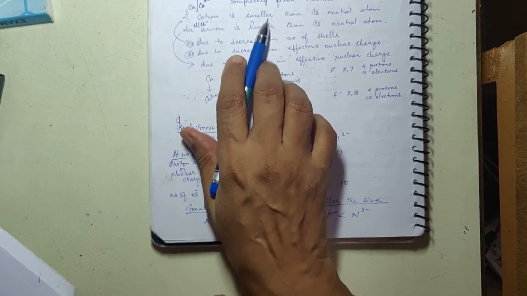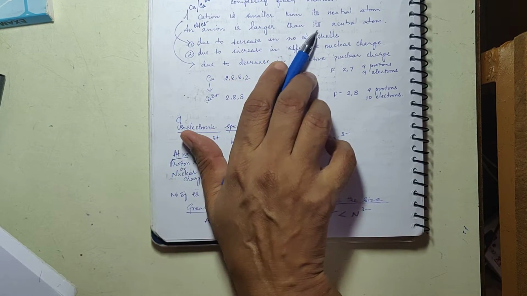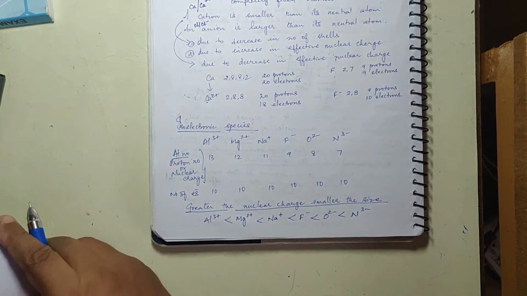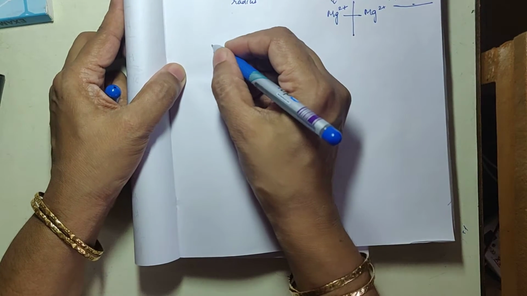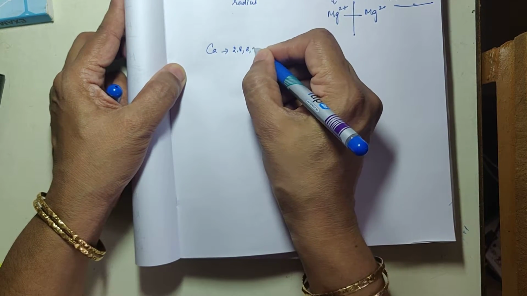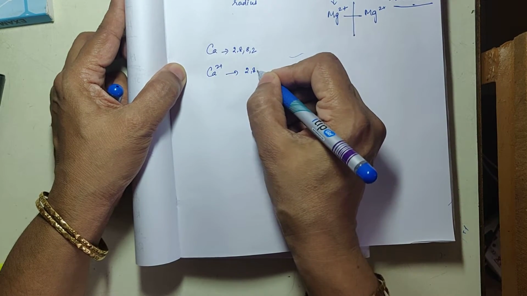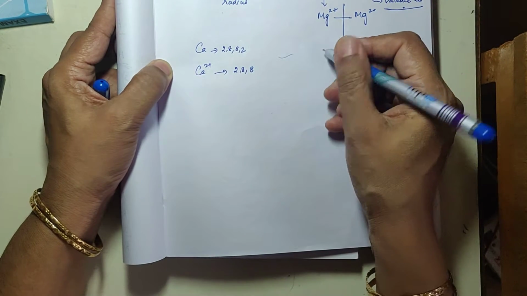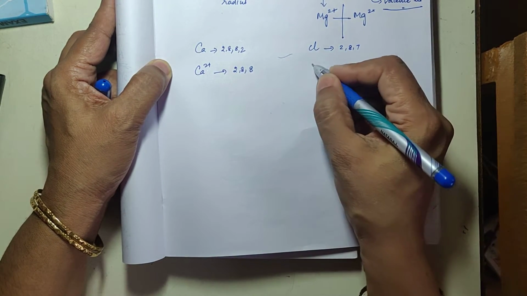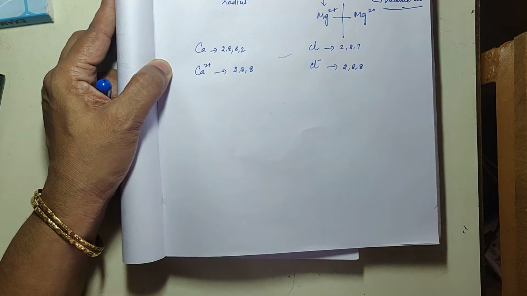A cation is smaller than its neutral atom. An anion is larger than its neutral atom. Now why so? If you consider calcium, which has a configuration of 2, 8, 8, 2, calcium 2+ has a configuration of 2, 8, 8. In the same way, Cl has a configuration of 2, 8, 7 and Cl- has a configuration of 2, 8, 8.